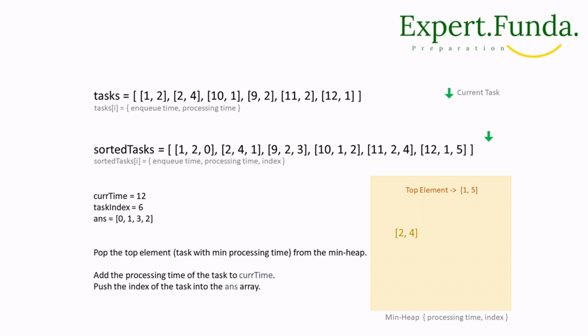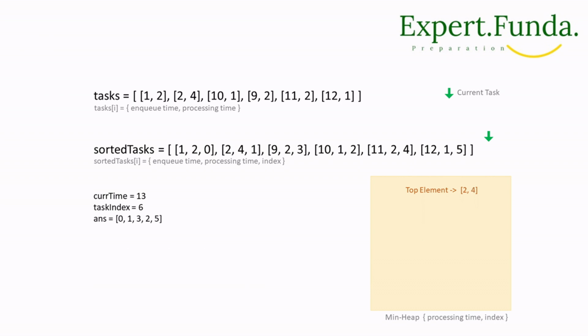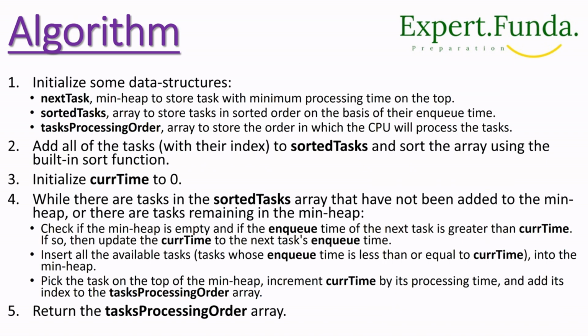So finally, it will look like we have the order now. The order in which the tasks are performed is 0 1 3 2 4, right? So this is the answer we'll have, and then we will return that.